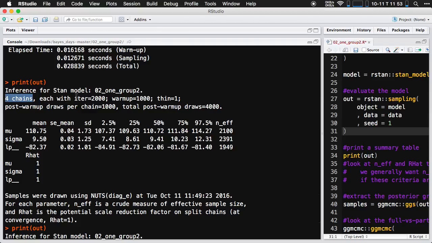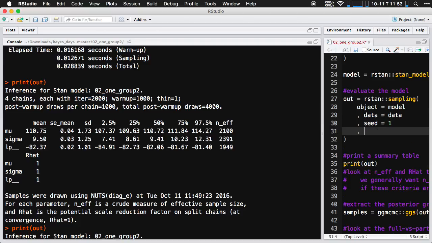Now there's a bit with each chain having iter 2000. There's an argument to sampling called iter, and the default is 2000. This determines, within each chain, once you've started your search of the lake bottom, how long you spend searching. Generally with these simple models, 2000 is plenty.